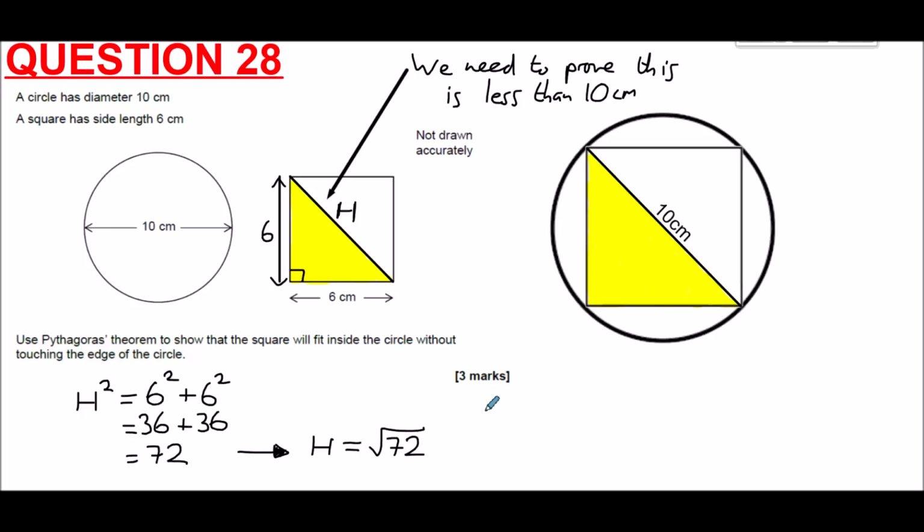Now I'm not expecting that you know what the square root of 72 is, nor is the examiner expecting you to know. All the examiner is expecting you to know is that this is going to be less than 10. And the reason you should know that's less than 10 is because the square root of 100 is 10 centimeters. So as long as we're square rooting a number smaller than 100, the answer will be smaller than 10. So because the diagonal of the square is less than 10, it won't touch the circle.